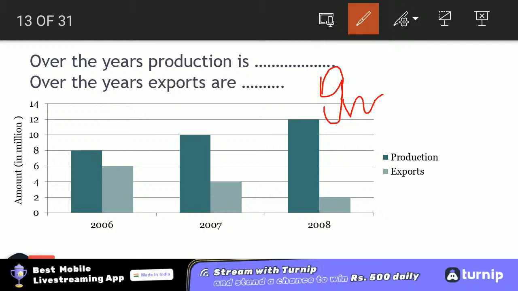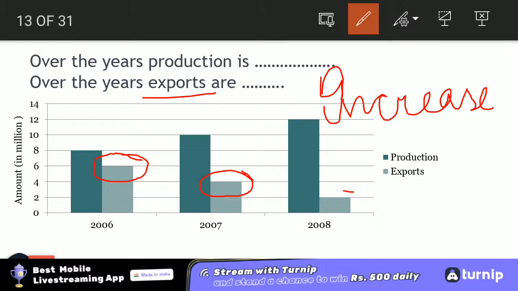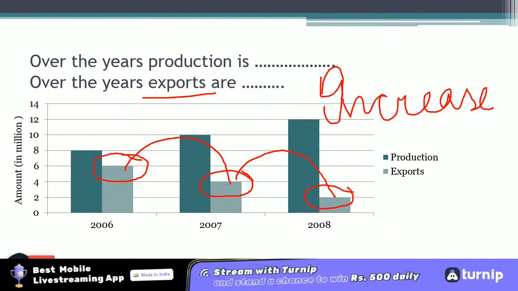Now if we talk about exports over the year, we will look at the exports. The export in 2006 was 6 million, then it got decreased to 4 million, and then it further decreased to 2 million. So over the year the export is getting decreased. Over the year, what is the export doing? It is decreasing. But if we are talking about production, the production is getting increased every year. So you need to be clear what the question is asking.